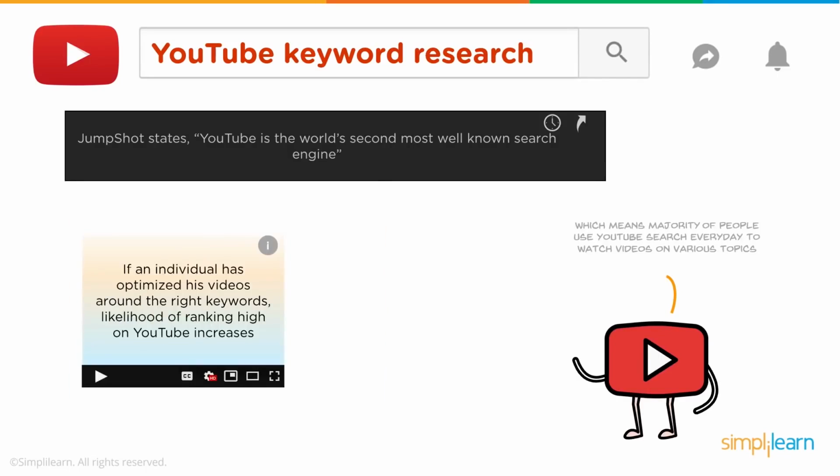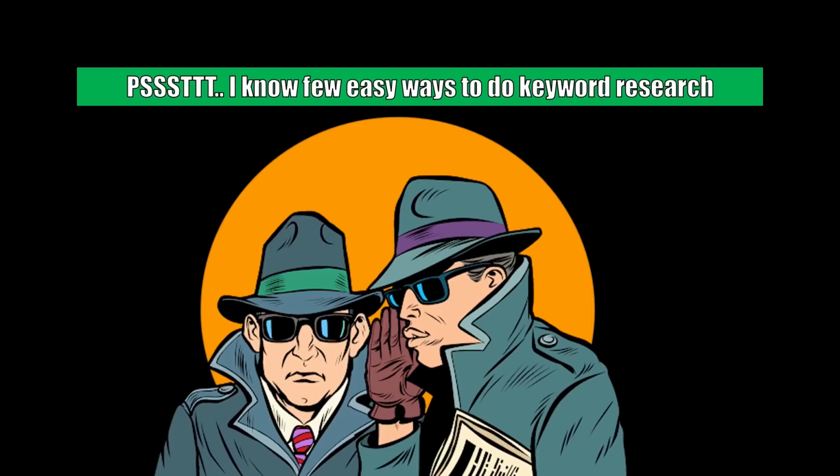And so the whole idea behind YouTube being the second most well-known search engine is centered around keywords. If you have the right keywords for your video, then the chances of you ranking higher on YouTube increase. So we're going to share with you a few easy ways to do keyword research. This is the most important step in getting your videos to rank on YouTube.